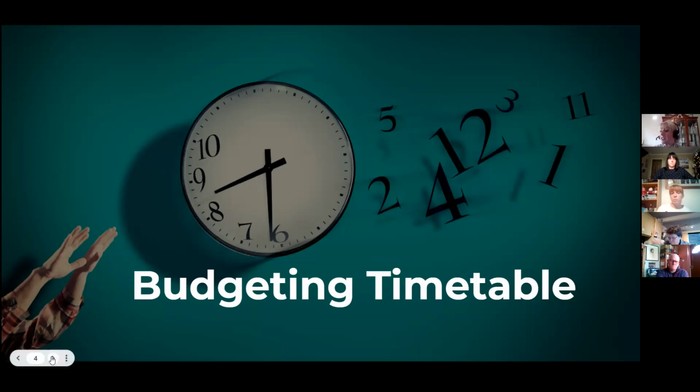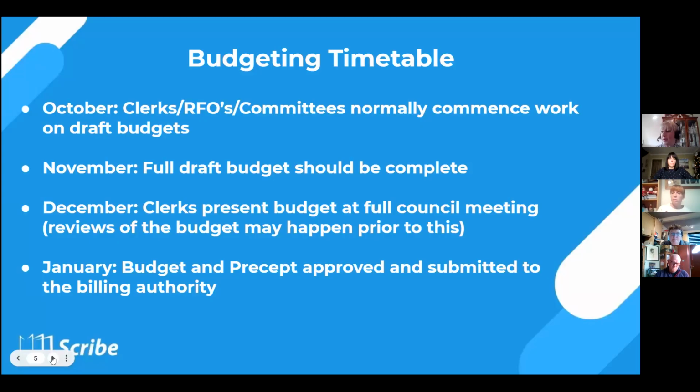The budgeting timetable. Your clerk will normally start preparing your annual budget during November for it to be approved by January, so the precept amount can be submitted to the billing authority ready for the new financial year in April. This is a rough guideline, but each council will have their own timetable to work to.